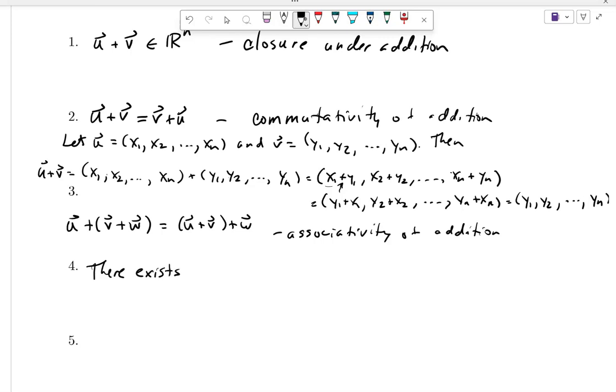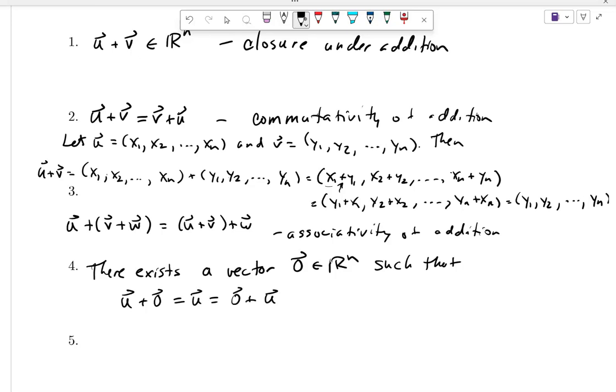This is one that students love to struggle with, not necessarily for real Euclidean spaces, but when we have weirder vector spaces. There must be a vector that we call the zero vector in Rn, such that when I take U plus 0, I get U back again. I get 0 plus U.